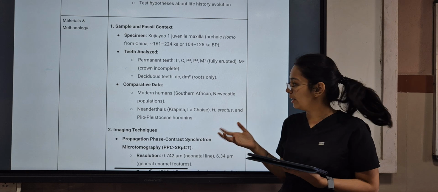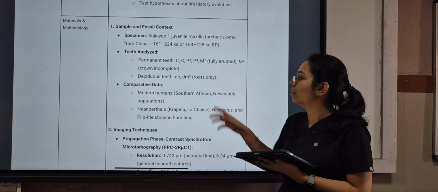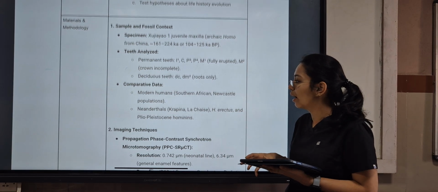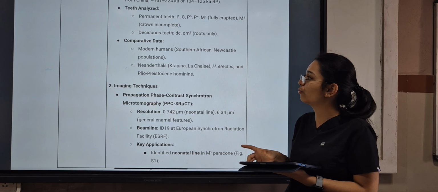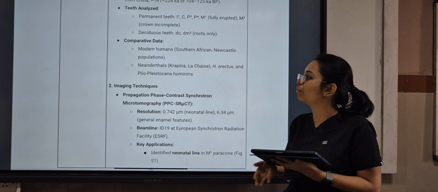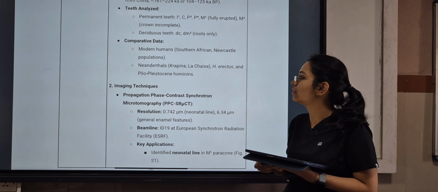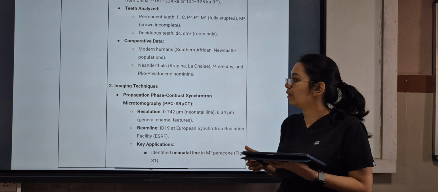The crown formation was incomplete, and for the deciduous teeth, the deciduous canine and deciduous second molars, only the roots were resorbed. The comparative data comprised modern humans from South African and Newcastle populations, and Neanderthals, Homo erectus, and other fossil hominin populations.